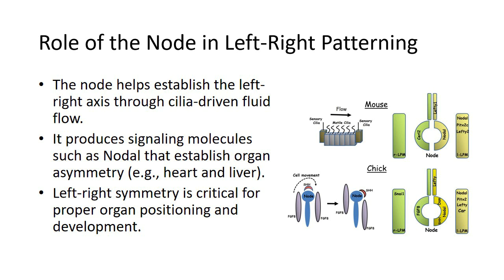B. Organ positioning. The node's signaling activities guide the positioning of major organs along the left-right axis. For example, the heart normally develops on the left side and the liver on the right, with this pattern being established during the early stages of development.